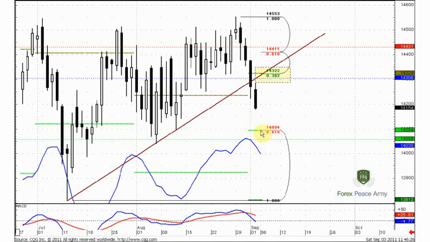The next fib support is right here, roughly the 141 area. This is the 618 support from that low to that high. Also, that is the monthly pivot support at 140.94, which coincides with the fib support area.